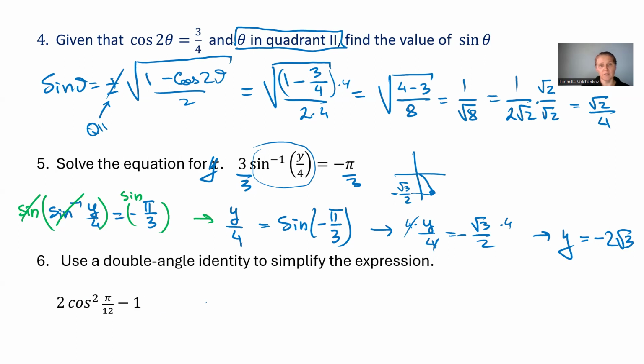Next one, double angle identity. Here you need to recognize a formula. We have one form for the sine of a double angle and 3 different forms for cosine of a double angle. This is one of the forms for cosine of a double angle. So we can write that it is cosine of 2 times pi over 12. So cosine of pi over 6.